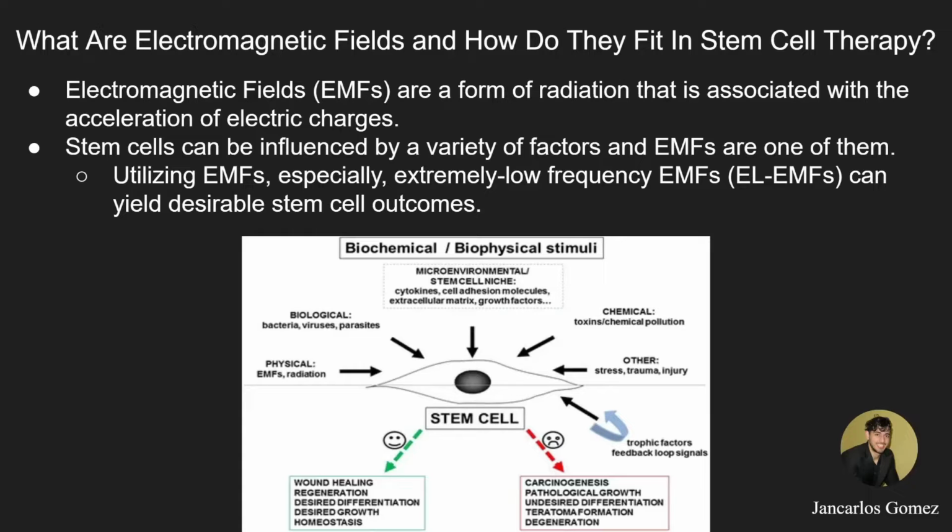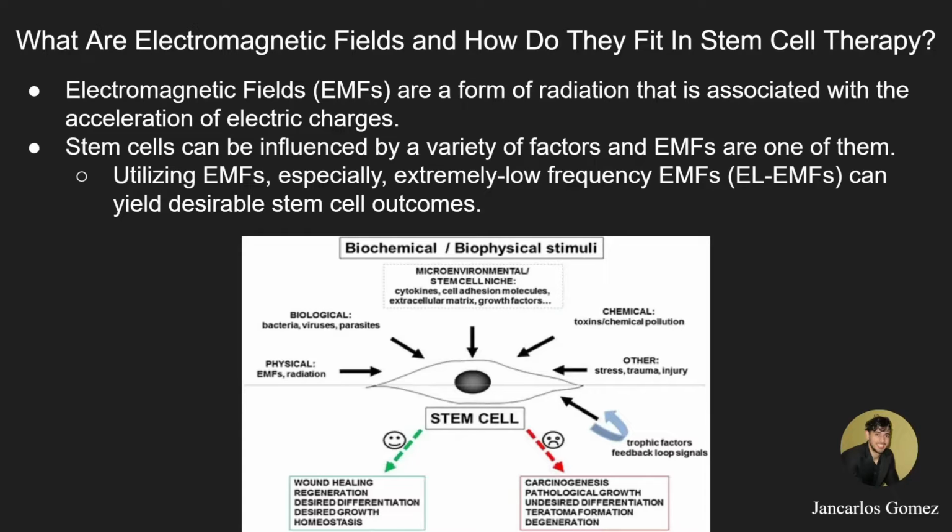These factors can either positively influence a stem cell by increasing regeneration rates, ability to differentiate into desired cells, obtaining desired growth, and homeostasis, or these factors can negatively impact the stem cell's development, make them carcinogenic, degenerative, have an unwanted differentiation, or cause pathological growth.